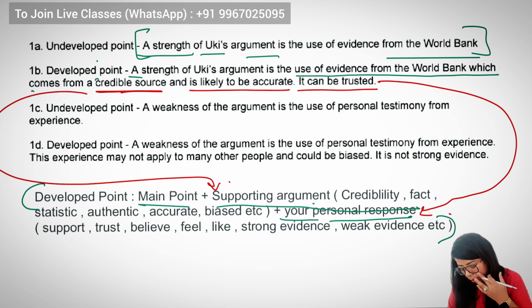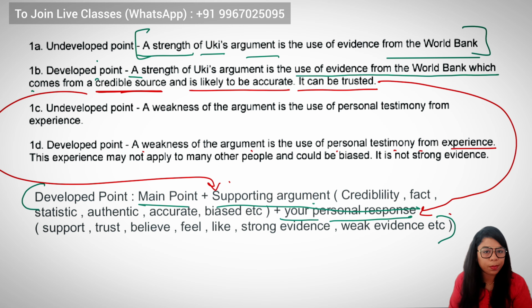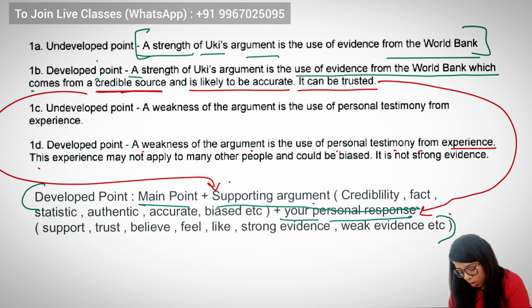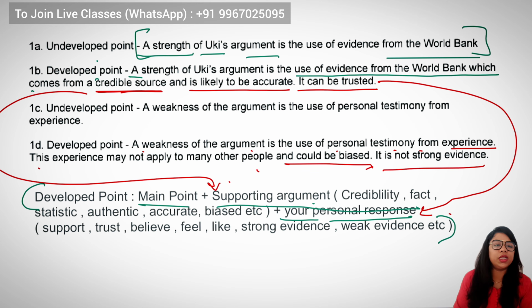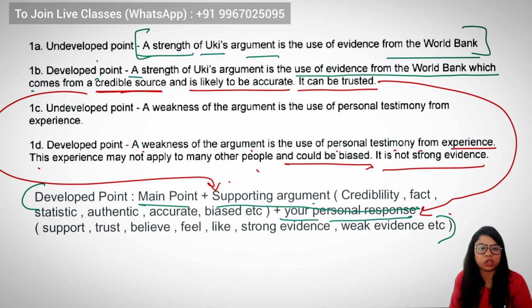Now looking at one more example: a weakness of the argument is the use of personal testimony from experience. That is your main point. And then, this experience may not apply to many other people and could be biased. Biased is the word, that is you are giving out your supporting argument, and it is not strong evidence. So these are two very good examples, and this structure that I have talked about for a developed point is a very good structure.